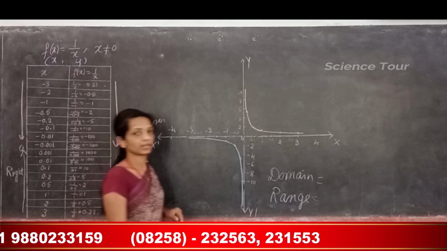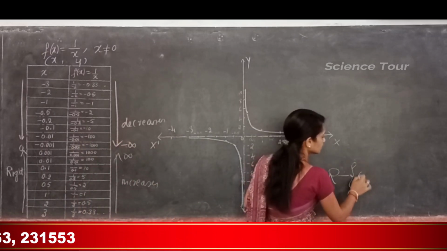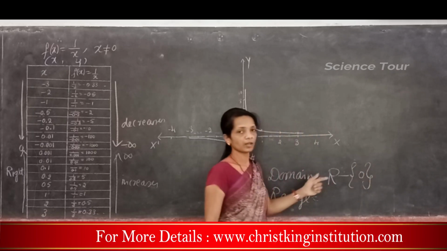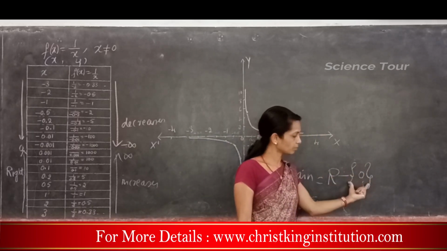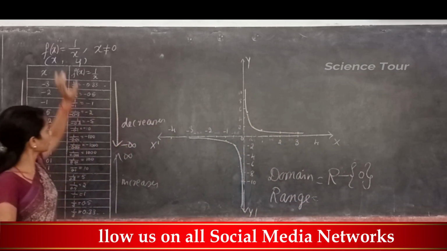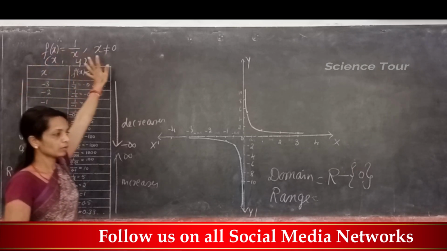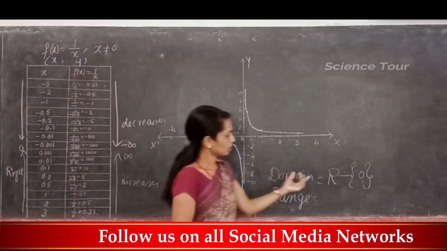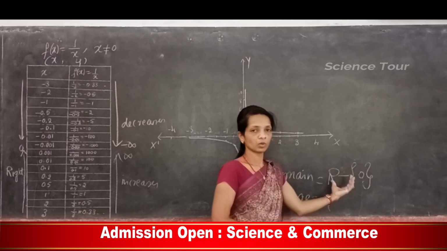How to write that symbolically? You have to write like this: R minus the set containing 0. R minus the set containing 0 means the set of all reals except 0. So you can take any value for x but except 0. All possible values of x means all real numbers except 0. We write it symbolically like this.